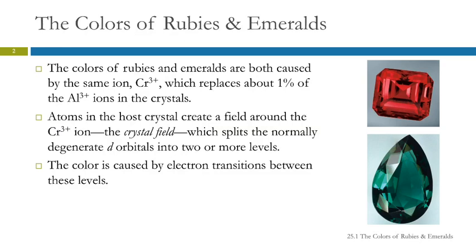Because of that splitting of the d orbitals, now when electrons move between those 2 different levels or 3 different levels, we can get absorbance and reflectance of light. And so it interacts differently with white light than it did before. And so that's why this one's green and that one's red. It's the electron transitions. Any questions?